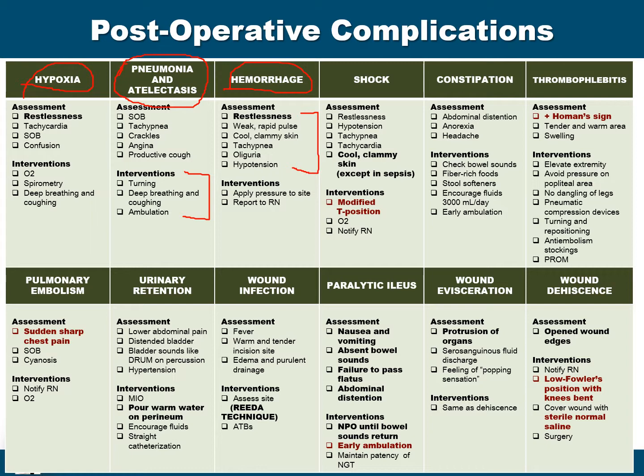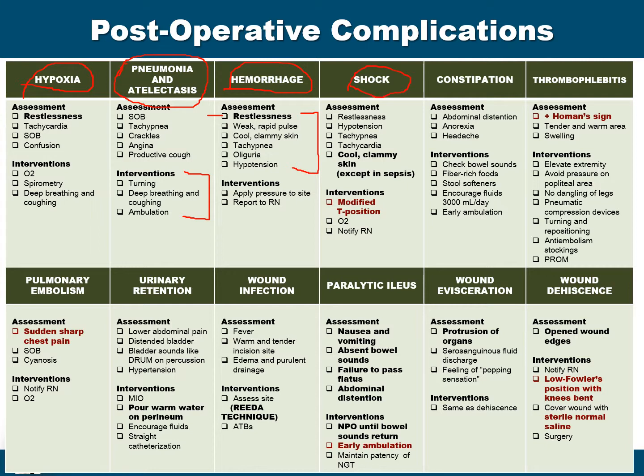Now, another complication is going to be hemorrhage, and these are all the signs and symptoms. So the primary manifestation or assessment in hemorrhage will be restlessness. That is always the first one. So you also have weak, rapid pulse, cool, clammy skin, tachypnea, oliguria, and also hypotension. And our interventions for hemorrhage are going to be application of pressure to the site if the surgical wound is bleeding, and also to notify the registered nurse if you are the LVN.